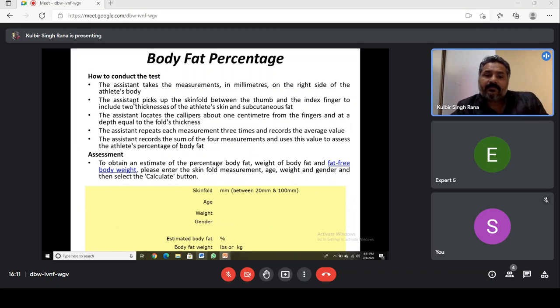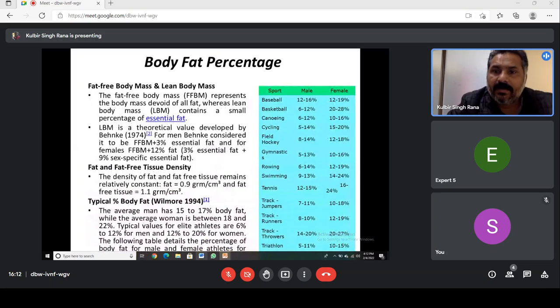Then what do we assess from this? Assessment is done to estimate the percentage of body fat, weight of body fat, and fat-free body weight. These three, four things will be calculated by using the skin fold caliper method, right? Yes, sir. And these are the normative fat data, which are essential fats.